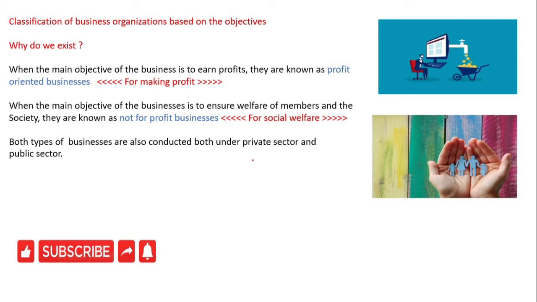So, classification of business organizations based on objectives. Here we are moving to objectives. Why do we exist? Why does the organization exist? If the organization exists to make profit, that is known as a profit-oriented business. Some people will think that government is always for social welfare purposes. That is wrong. There are government organizations which make profit. Again, Bank of Ceylon is a bank owned by government. It makes profit.